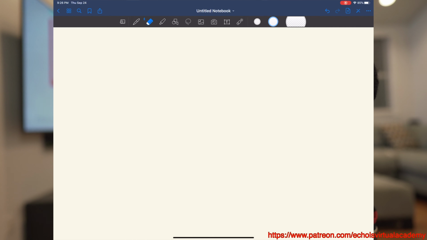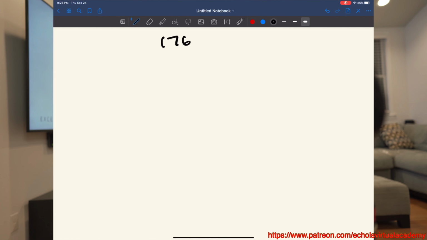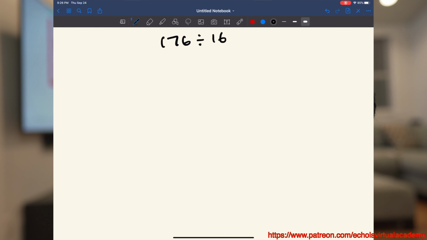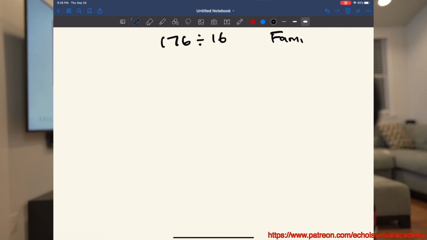So let's go ahead and start with our first problem. We're going to look at 176 divided by 16. So before we start, we want to find a strategy. What strategy can we use? Well, we're going to use a strategy called the family strategy.